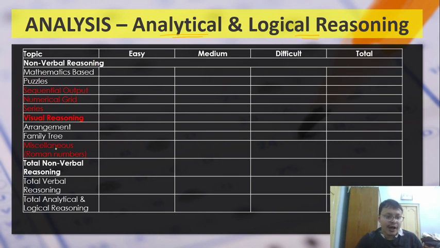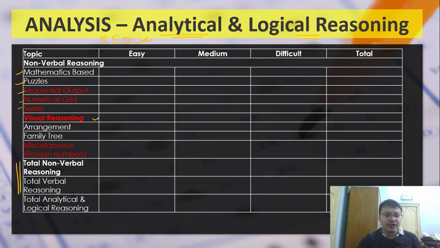So here you have a couple of questions in certain years on verbal reasoning and CRs, but in general most of the questions are on traditional logical reasoning, that is things like maths-based, puzzle-based, sequential output, numerical grid, series, and so on. Some of the ones highlighted in red indicate topics which are new and different from CAT.